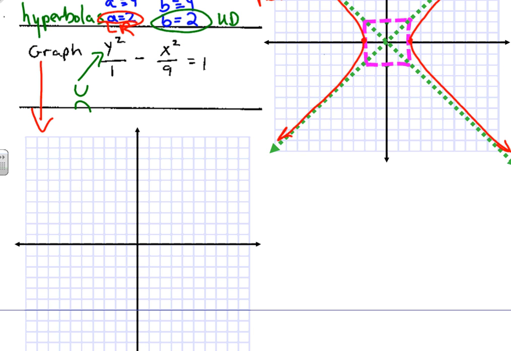So then here, I always have to be careful because in this one, a is still with the x squared, so a squared is 9, so a is 3. B squared is 1, so b is 1. So I go 3 to the right, 3 to the left, 1 up, 1 down. I draw in my box, and I only am using a dashed line just so that it's easier for me to tell.